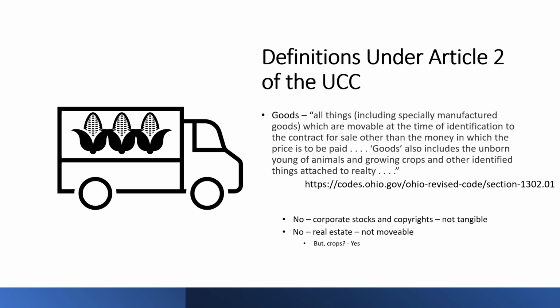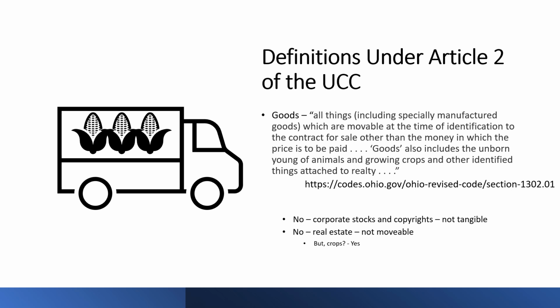Let's talk about a very important definition under the UCC, and that's with regard to goods. So Article 2 of the UCC deals with goods, so it's important to know what those goods are. Now here's a definition from the Ohio Revised Code. Goods are, quote, all things, including specially manufactured goods, which are movable at the time of identification to the contract for sale, other than the money in which the price is to be paid. Goods also includes the unborn young of animals and growing crops and other identified things attached to realty.